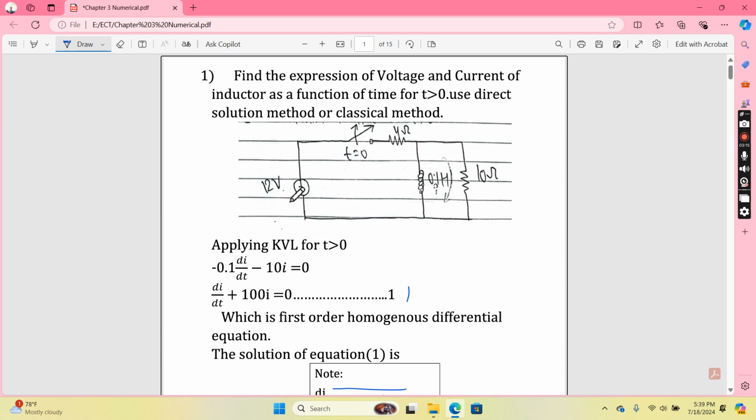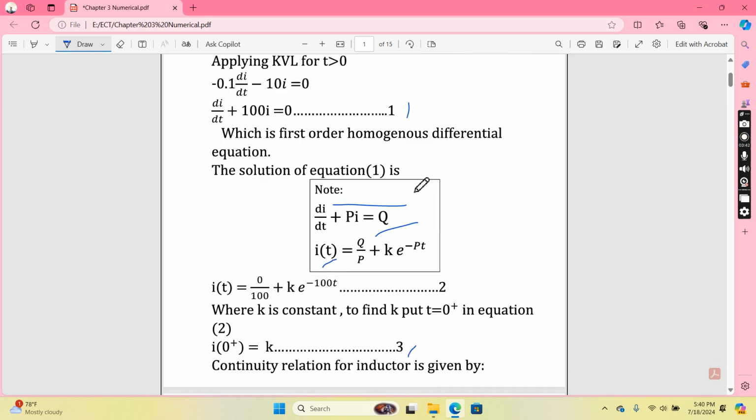Here in the figure at t equal to 0 minus, the switch will be closed. Then there is a supply of current through the inductor. In the equivalent circuit at t equal to 0 minus, the inductor will be replaced by a short circuit, so the current will flow in the left loop only. There is no flow of current in the right loop.